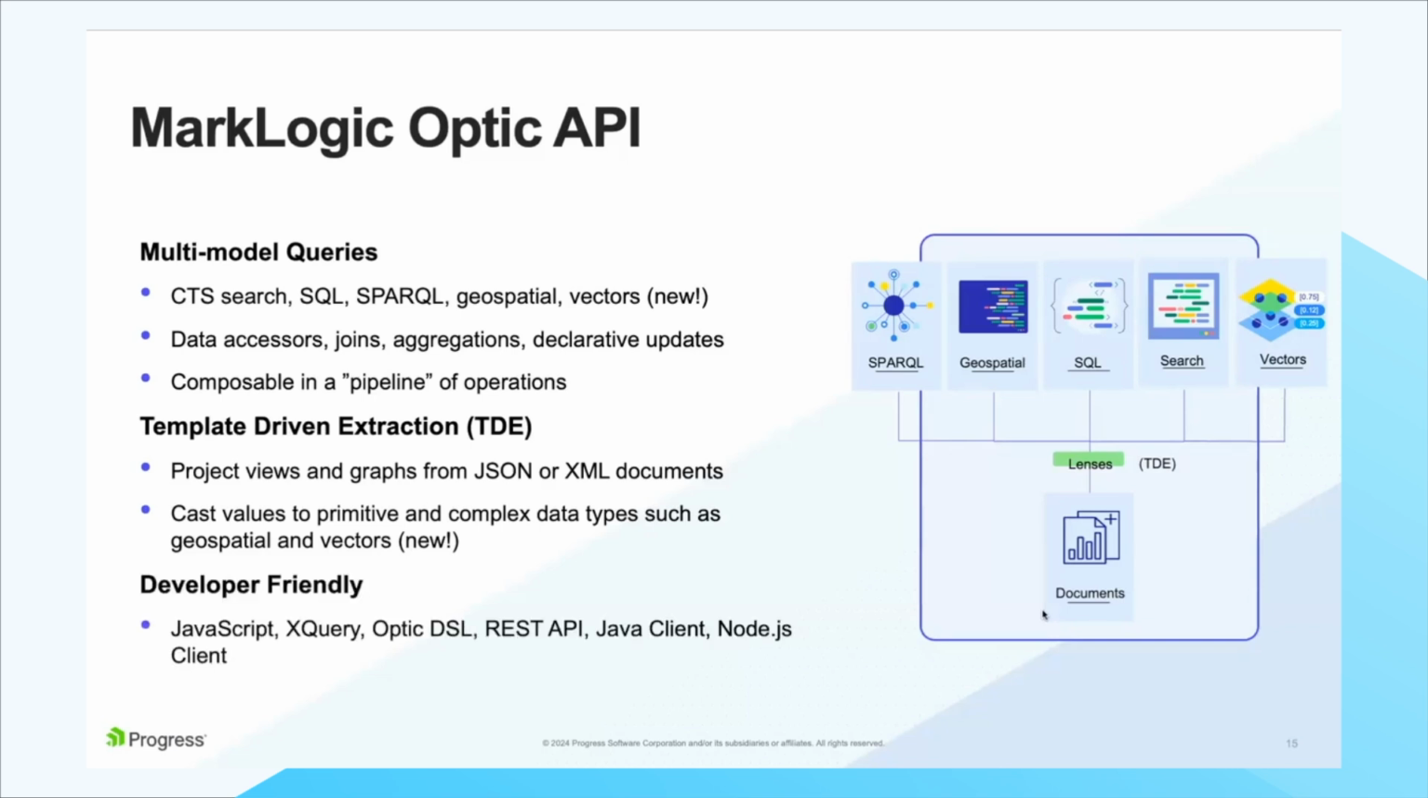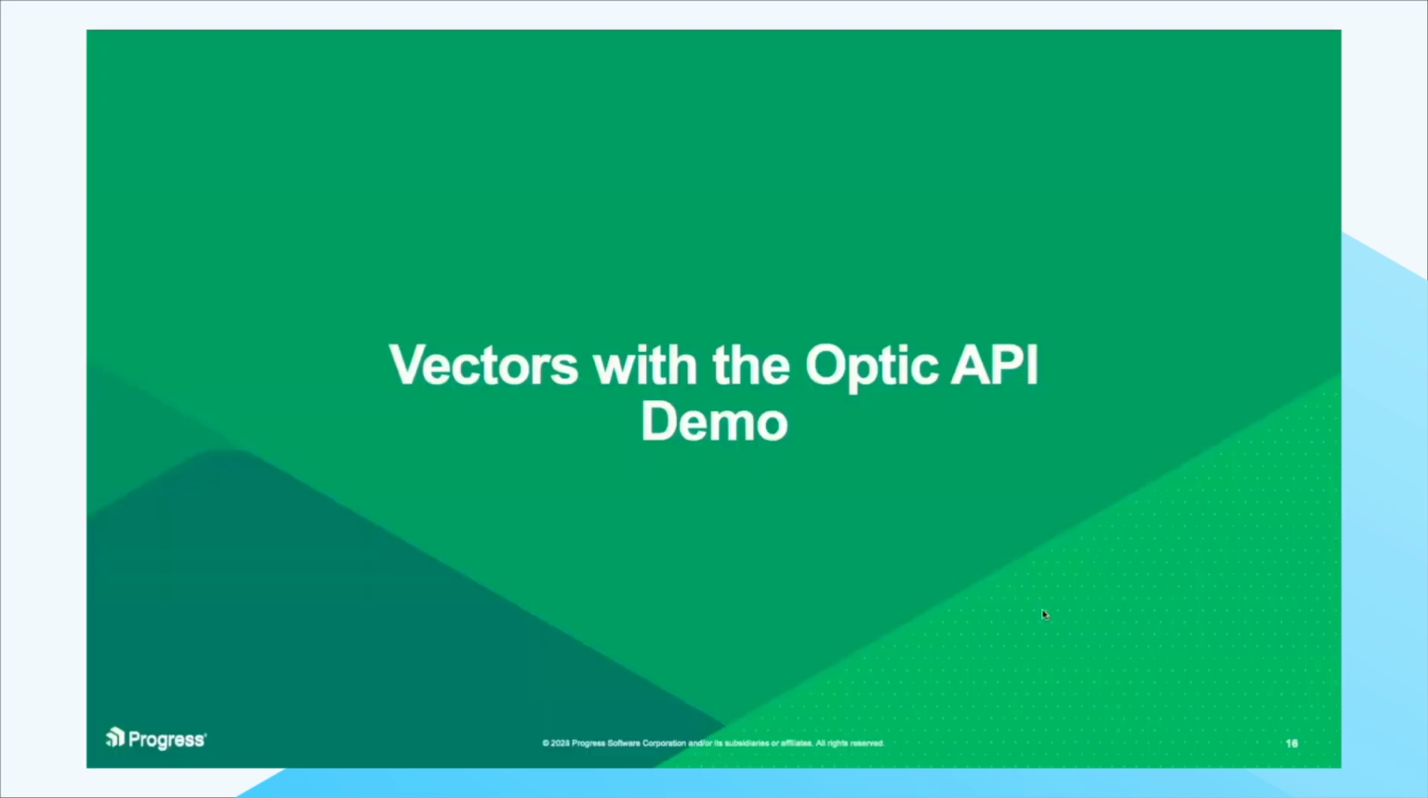The Optic API is developer friendly. It's meant to be usable from really all of the areas where you would write code to interact with MarkLogic, whether that's server-side JavaScript, XQuery, a domain-specific language for Optic API, through the REST API, via the Java client, Node client, and also through our Python client. So with that, I'm going to jump in and show you a demo of what it looks like to work with vectors in MarkLogic 12 Early Access 1.